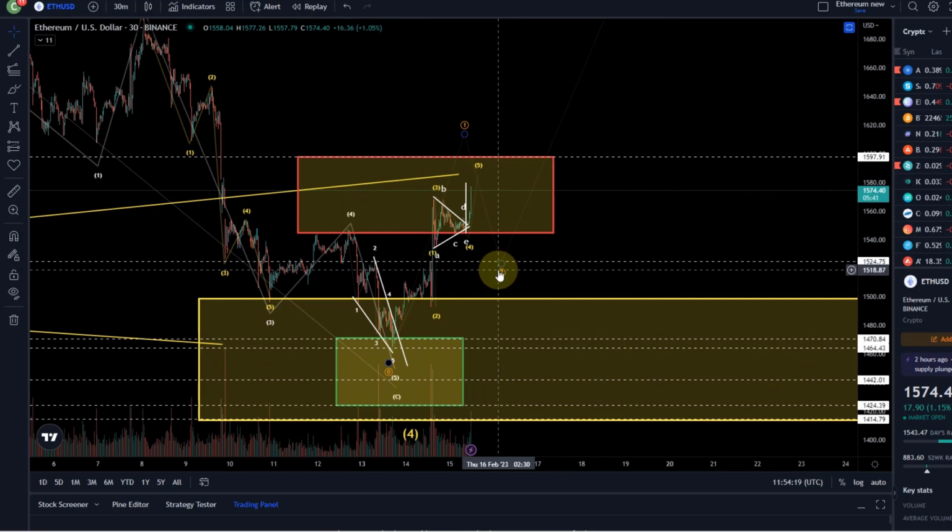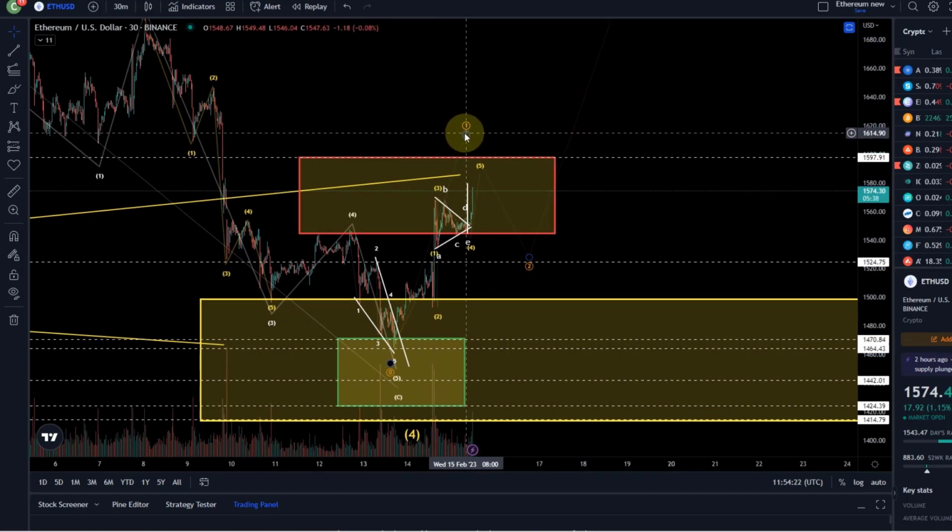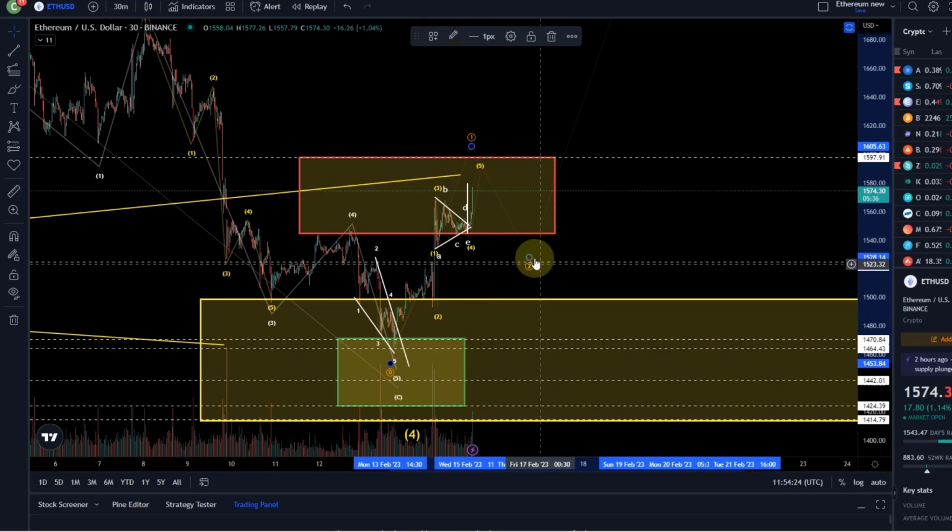As I highlighted to you in the last video, this means if we have 5 waves up, we could now expect a wave 2 to the downside, or at least a pullback shortly.